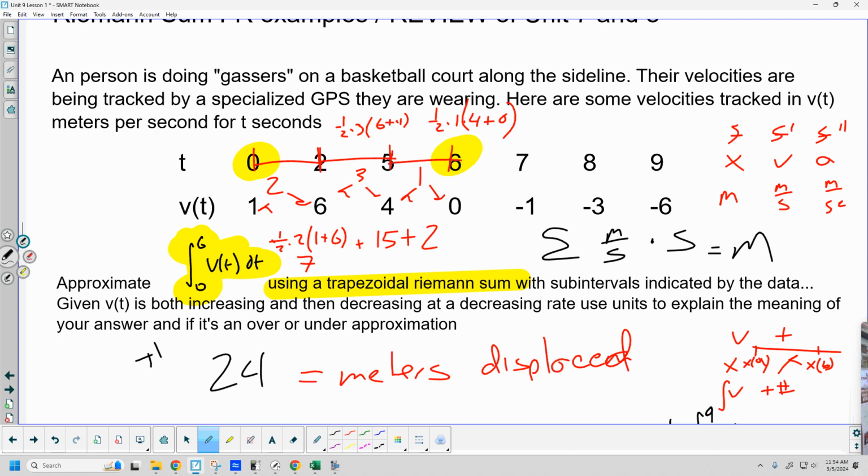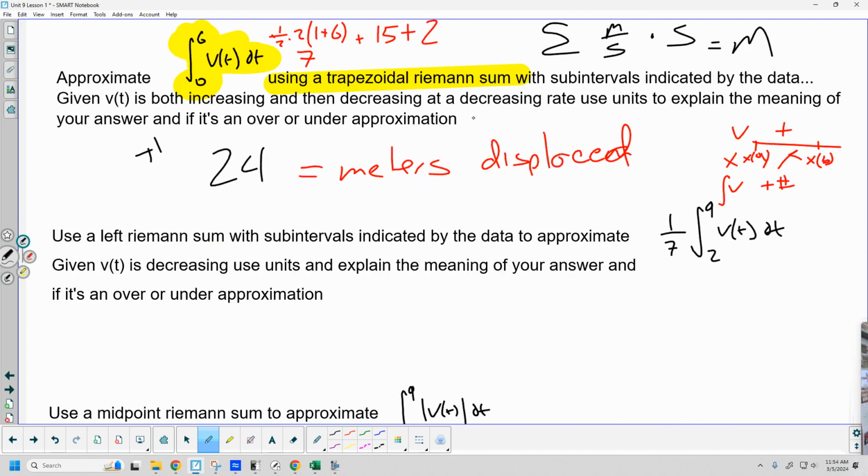Is it over or under? And why? It is increasing and then decreasing, but its rate is decreasing. What does that mean? My velocity is concave down. If your velocity is concave down and you use trapezoids, guess what? Under. Concavity matters for trapezoids. Concavity does not matter for left and right.